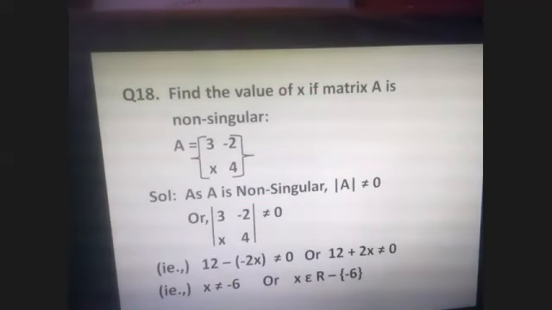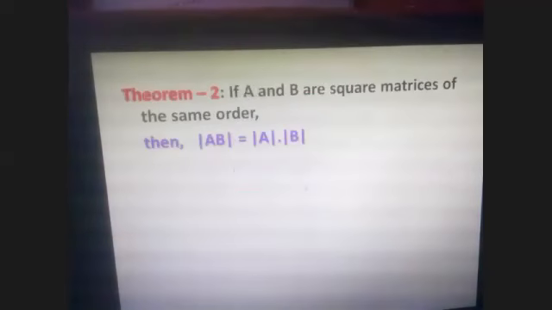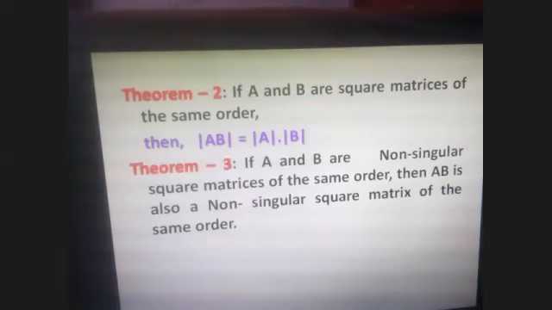Non-singular and singular matrices. Getting along? Now we have a theorem. A and B are square matrices of same order. Determinant of AB is determinant A into determinant B. We take this granted without a proof. Determinant of the product of two matrices is the product of the determinants. Simple one, applicable. We can apply it in many places. Next one again.